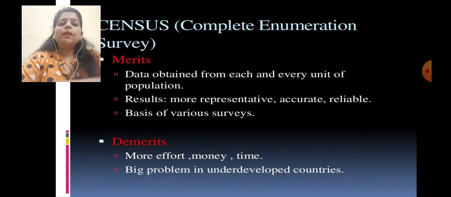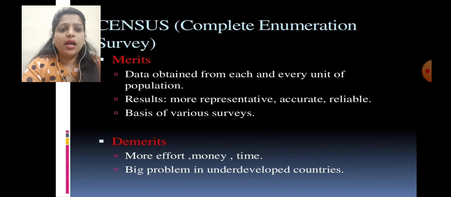Now what are the demerits of the census method? It takes more effort, more time, and more money, because going and asking each and every person a question takes more effort, money and time. It is a big problem in underdeveloped countries. Why? Because there are still underdeveloped roads, and some of the scheduled tribes are still living in forest areas, so it is very difficult for us to access them. Because of that, it is a big problem in underdeveloped countries.